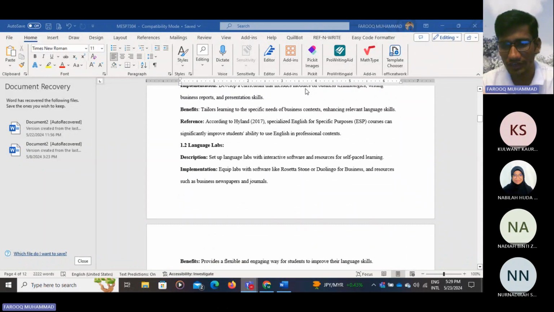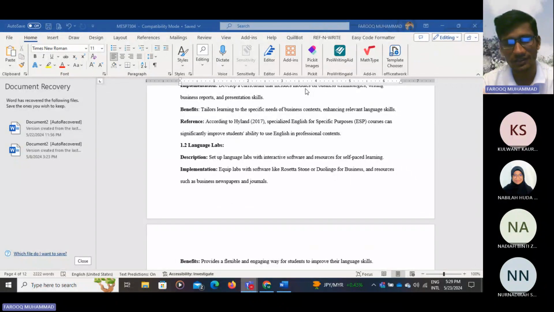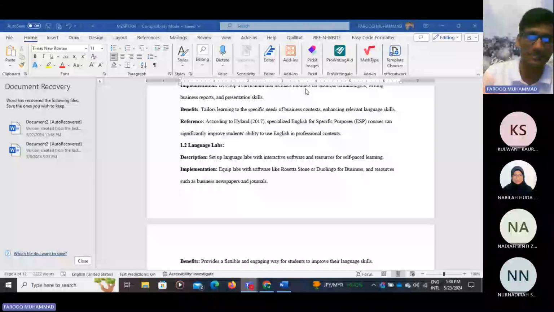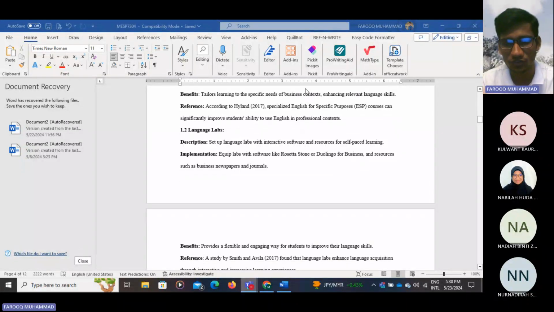What kind of language labs are we having? Like in the Gombe campus, we are having Salpad, sorry, Salpad. You can say it's a language career of language like IELTS and TOEFL that can be used to check the credibility of a student's language in four skills: writing, reading, listening, and speaking. So here is the description: set up language labs with interactive software and resources for self-paced learning.